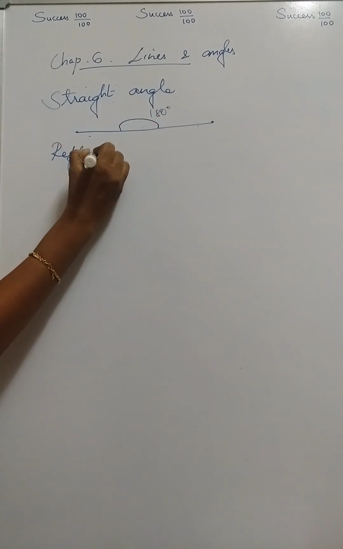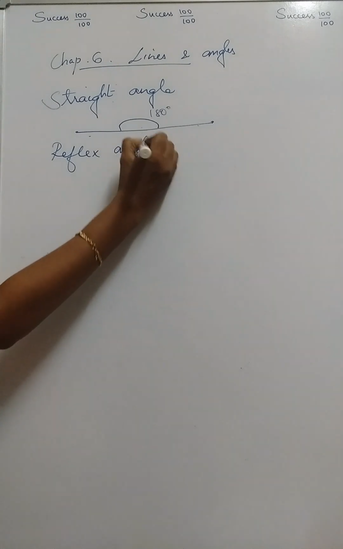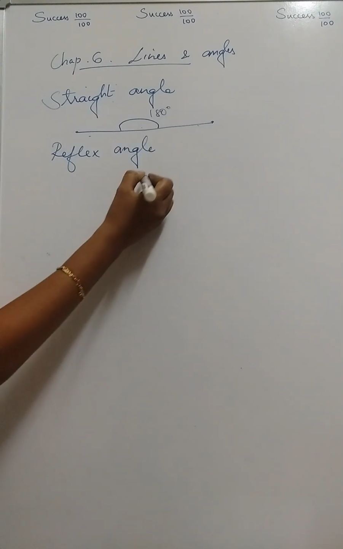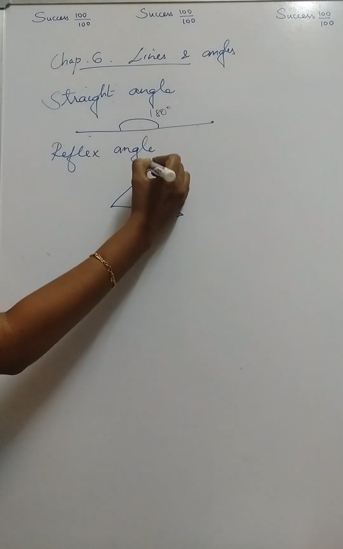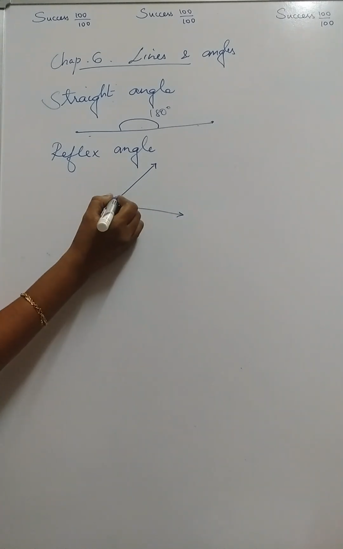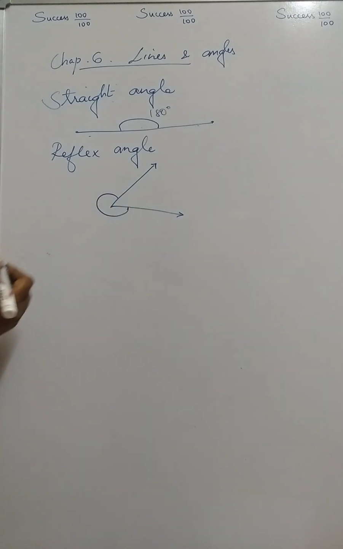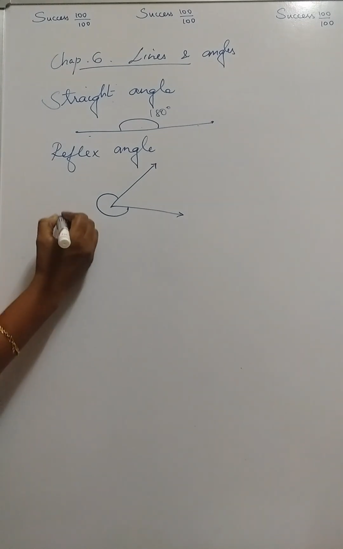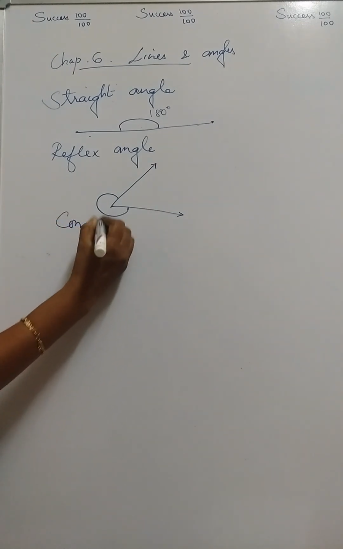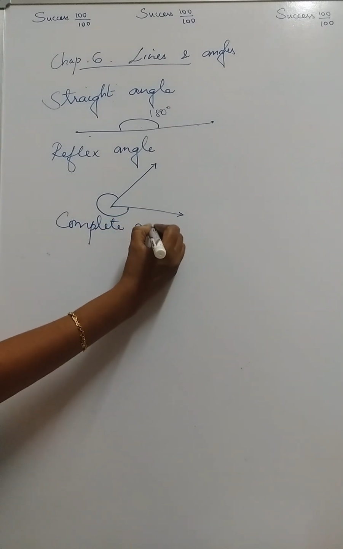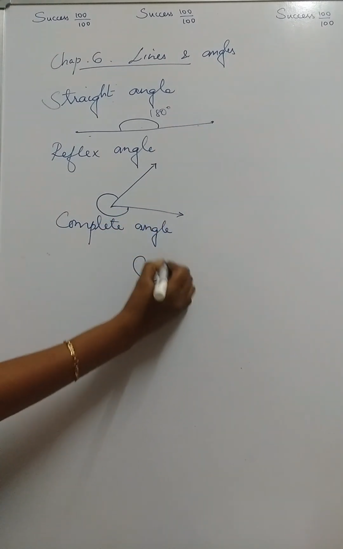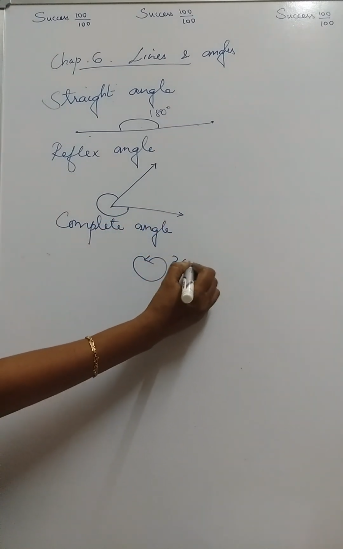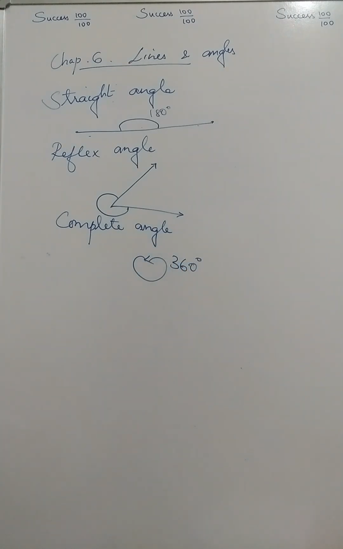Next is your reflex angle. So consider an acute angle. So this is my acute angle. Leaving the acute angle, the remaining part, whatever is there, is called a reflex angle. Next comes your complete angle. A complete angle, you know, is 360 degrees.